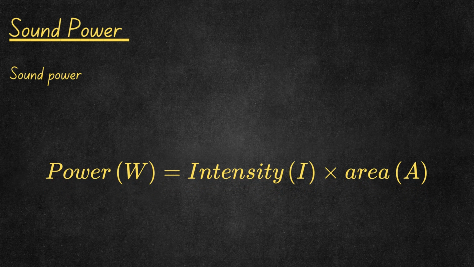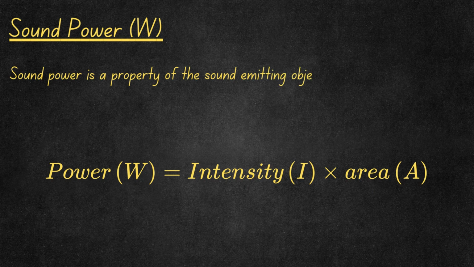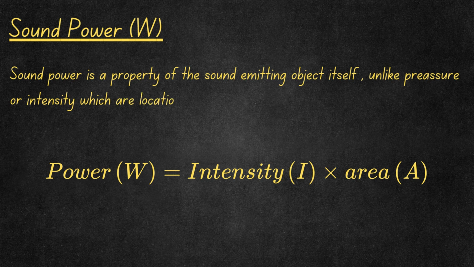Sound power is the measure of sound a source emits in watts. It is a property of the noise emitting object itself, unlike pressure or intensity, which are location dependent. Sound power can be calculated from the formula shown here.